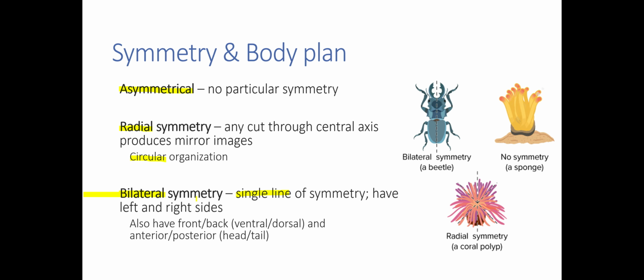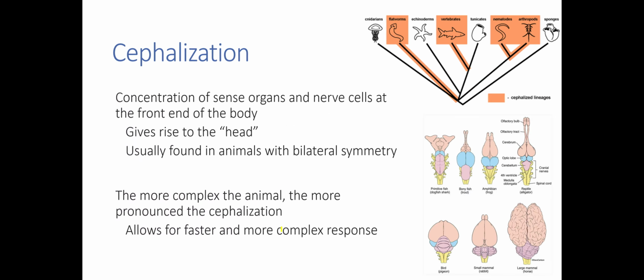Now, bilateral symmetry also gives rise to your other directional terms. And if you ever take anatomy in the future, you're going to get really comfortable with these. But you have things like ventral and dorsal, and then anterior and posterior. And so your bilaterally symmetrical animals are going to have sides to them.